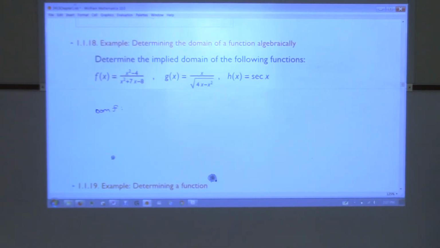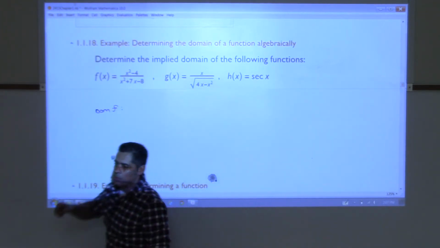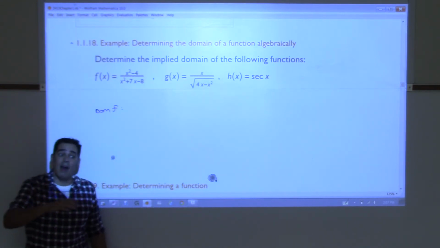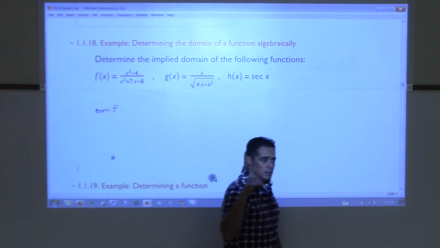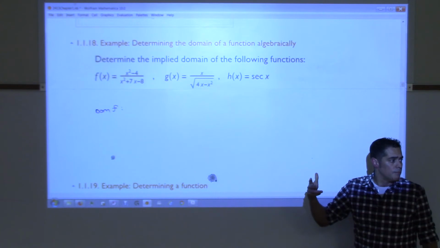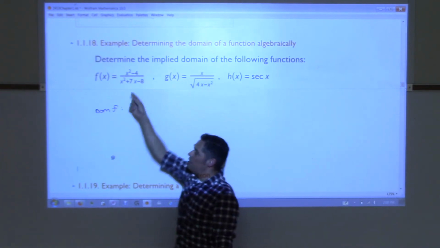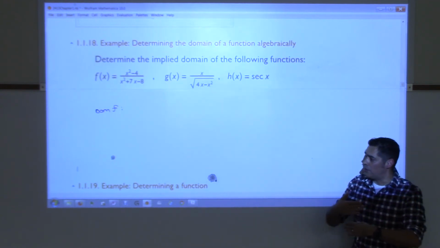What's that? 2? Where are you getting that from? Tell me what x's are okay to plug into that, and possibly what I cannot plug into that. So what is it that you would need to concern yourself with here? The denominator can't be 0, because then you'd have division by 0. So when we see a rational function, that's what this is, we are concerned with any place where the denominator is 0.